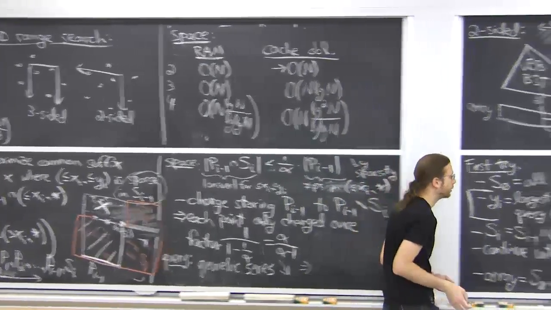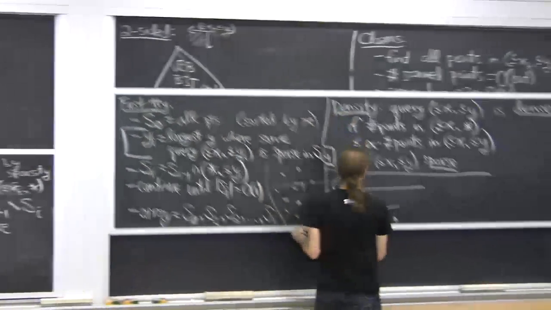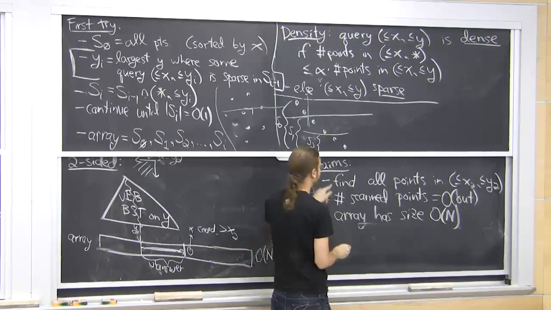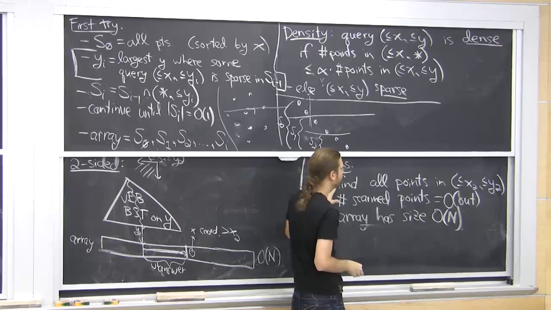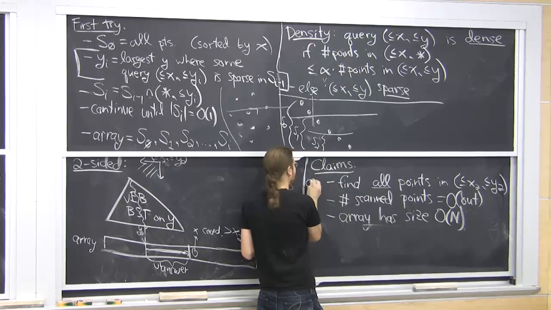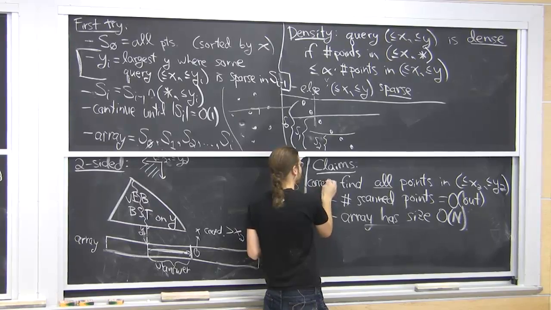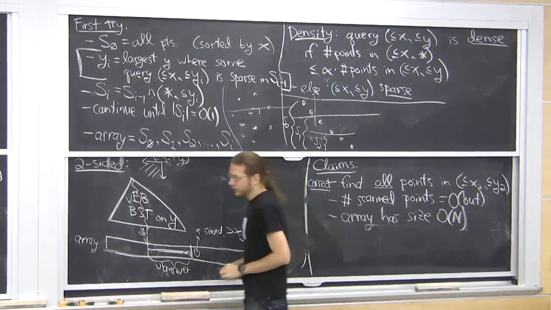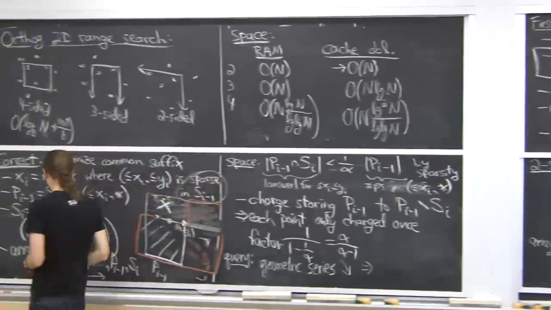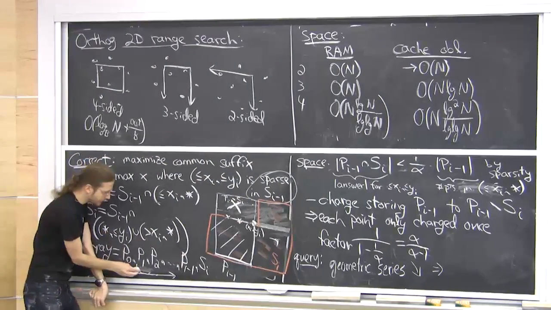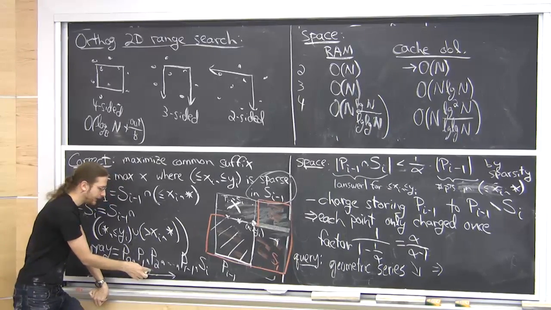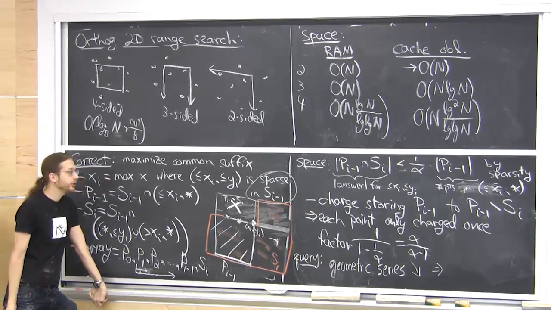Okay, that's 2 out of the 3 claims. There's one more, which is closely related. It's still about the query problem. What we haven't shown is that we actually find all the points. This is what you might call correctness. To prove this, what we claim is that after you do the P1s, now you do the P2s.